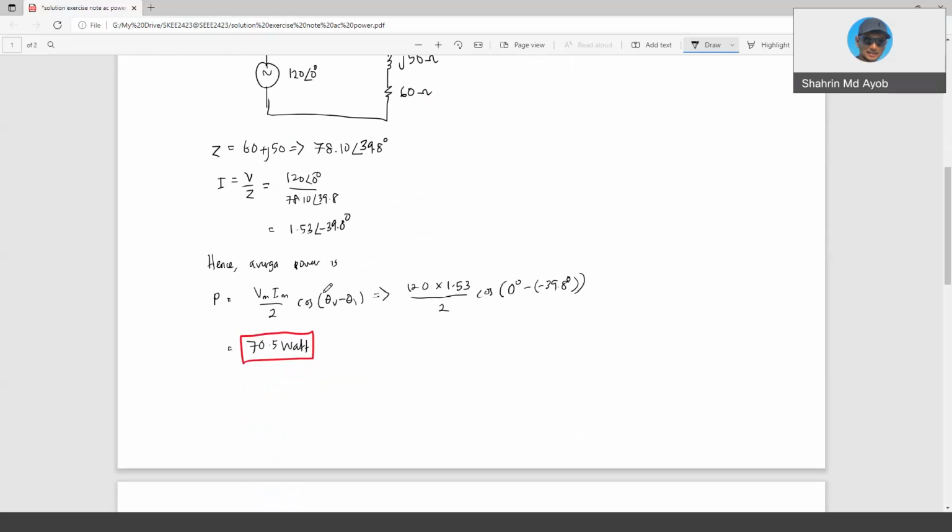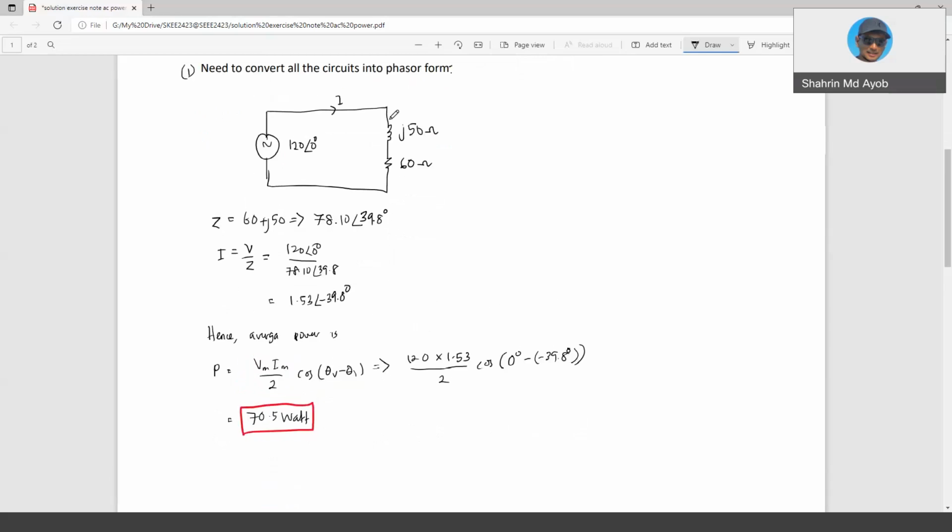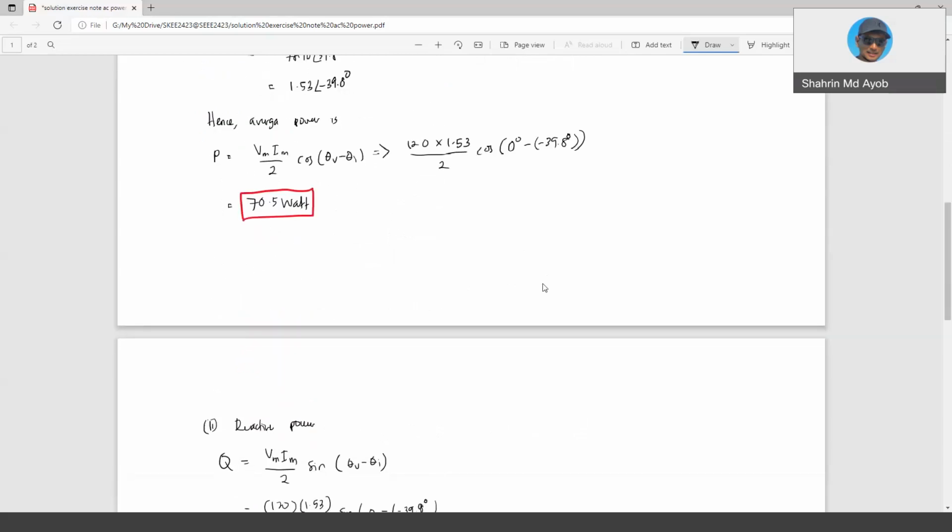From that, by using the average power equation, you can obtain the value, which is positive 70.5, meaning that this load or impedance is absorbing power from the source.